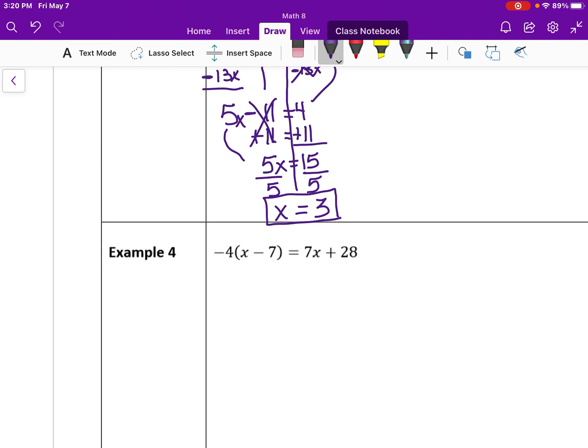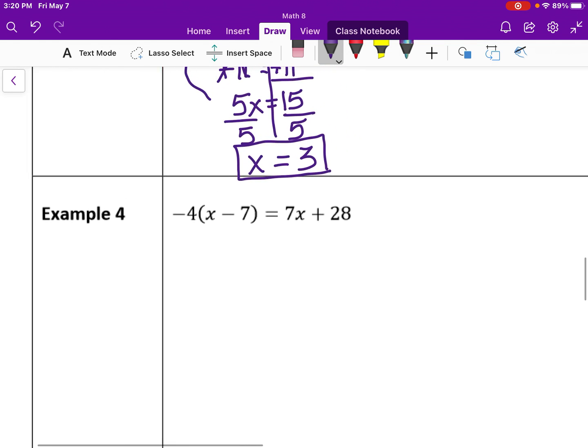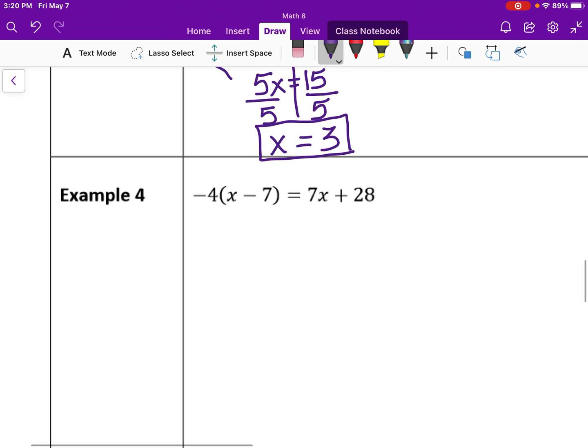Zipping through these. I'm hoping it's all coming back to you. Plus, it helped that we did some equations with the cubed roots here not too long ago. All right, draw my line. What do I have here? I see parentheses, so that tells me I need to do the distributive property.